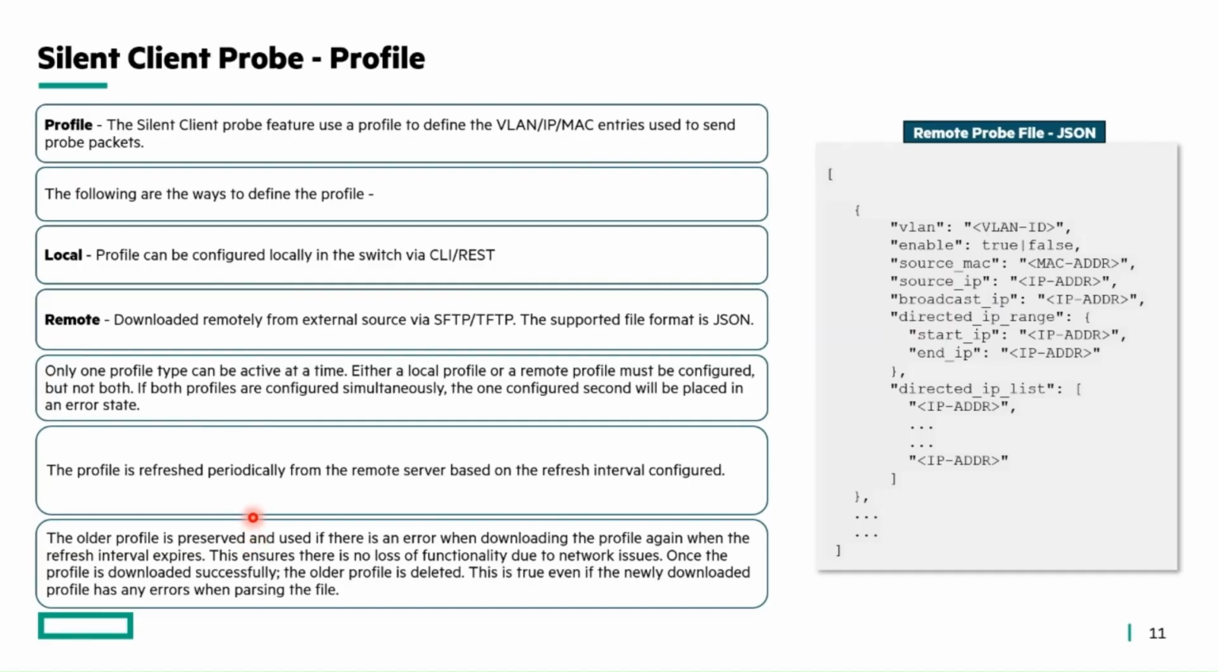It's not just once that the switch will try to get the probe profile from a remote server. We do have a refresh interval, so based on the refresh interval, the switch can try to get the remote JSON file from the remote SFTP or TFTP servers. And if there is any error with the recently downloaded remote profile, we will retain the older profile as well. Thereby we provide a fail-safe mechanism for the remote probe profile.